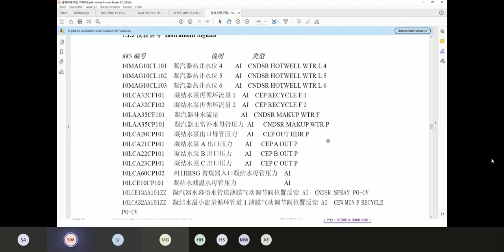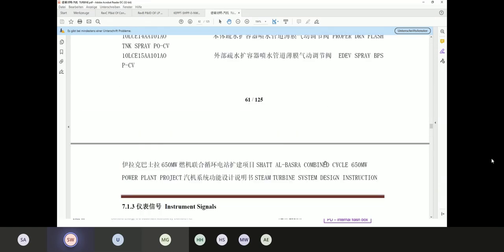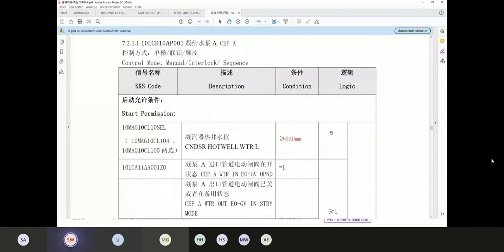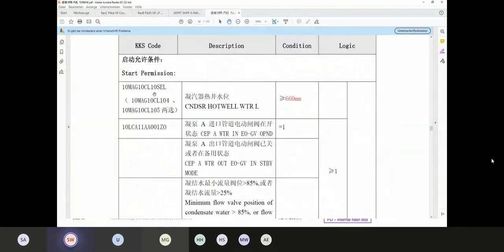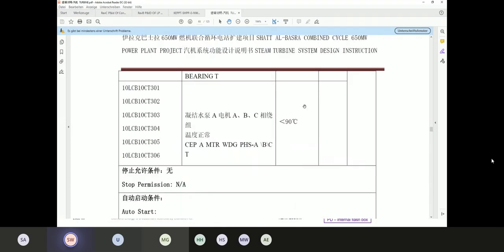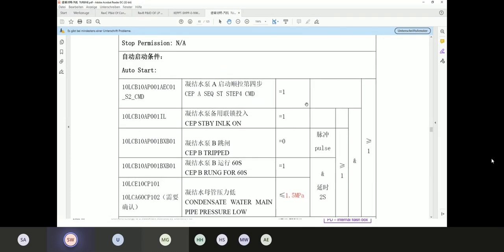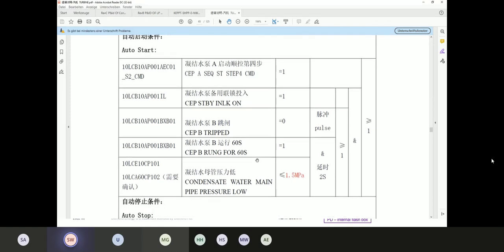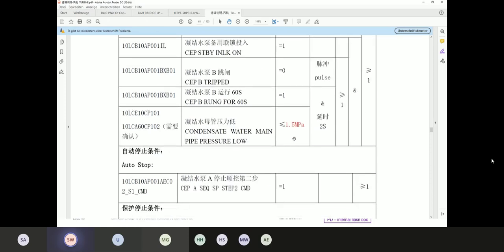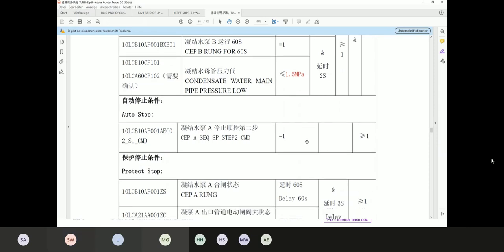Yeah. So here you also have the condenser water level L4, L5, L6. So this will normally be low in. Condenser level higher than this one, and LCB pump start. Main pipe pressure low. Command.